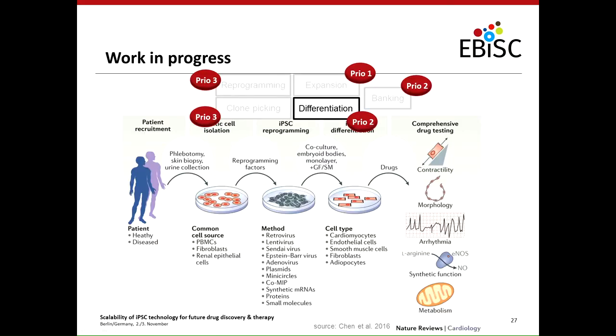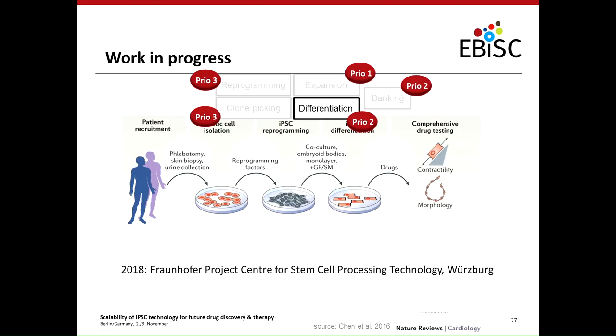So now, as I'm running out of time, I would like to give you only an outlook about the work that's still in progress. We are also dealing with the differentiation of cells using automation procedures, and this will be mainly done from next year on in the Fraunhofer Project Center for Stem Cell Processing Technology in Würzburg. We have received a Fraunhofer project in the range of 20 million euros, and the aim is to develop new processing technologies for stem cells in combination with innovative materials.